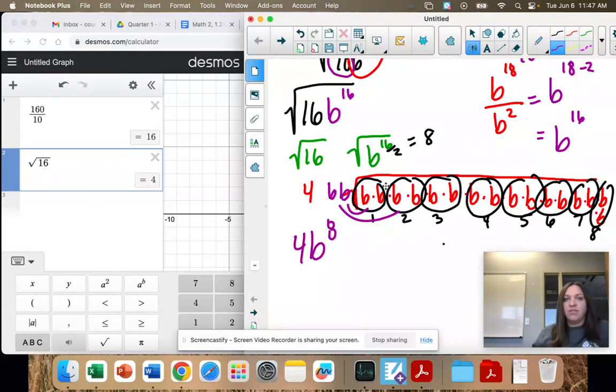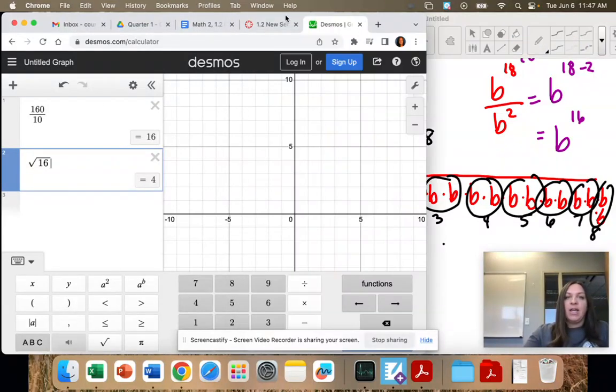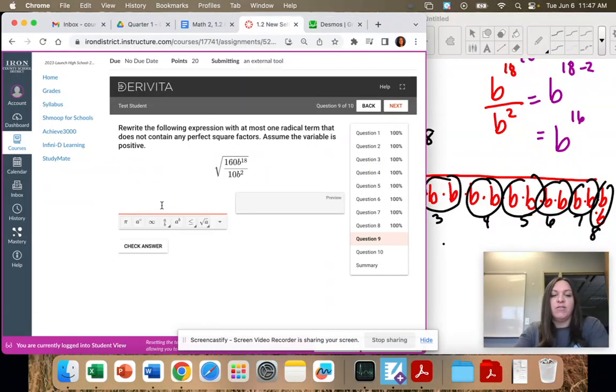And then what's left underneath the radical? Nothing. There's nothing left. We got rid of everything. Everything was a perfect square. So my answer here is just going to be 4b to the 8th.